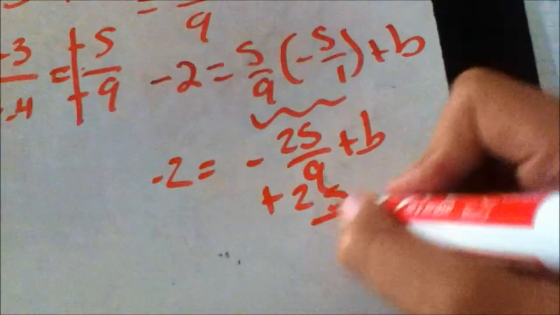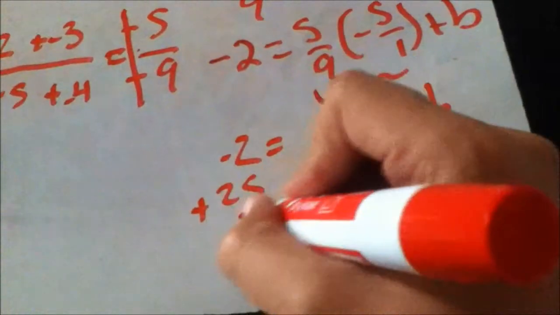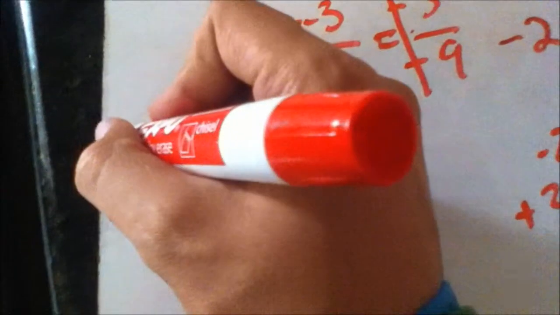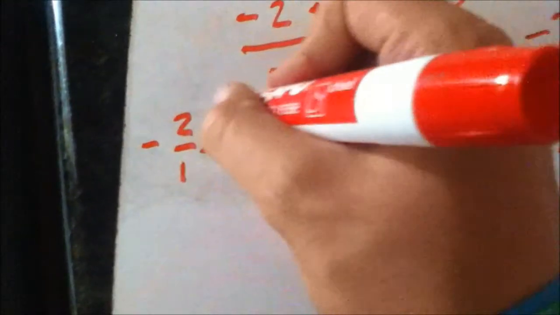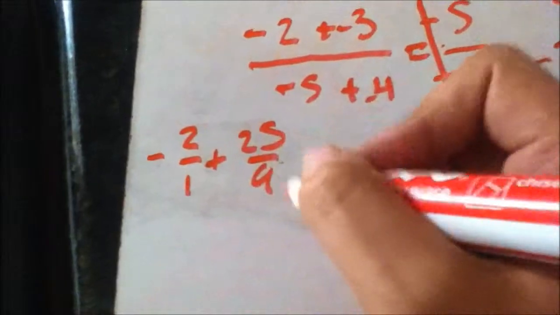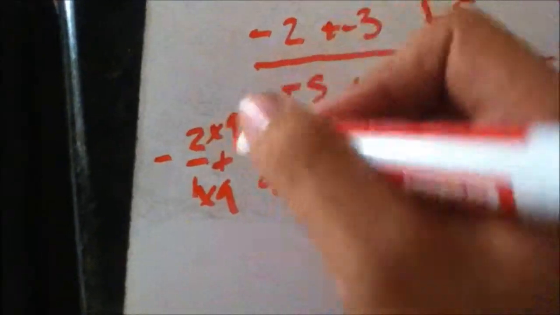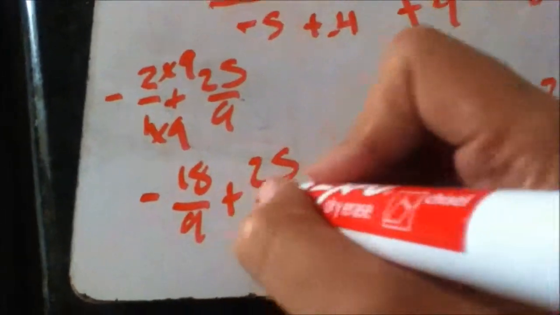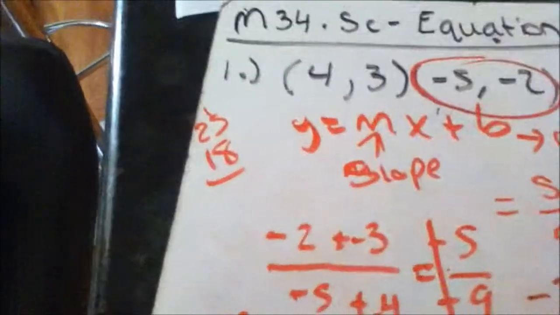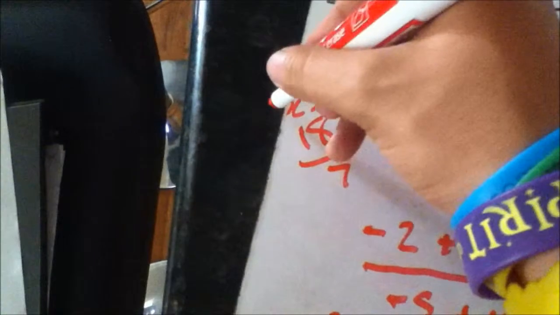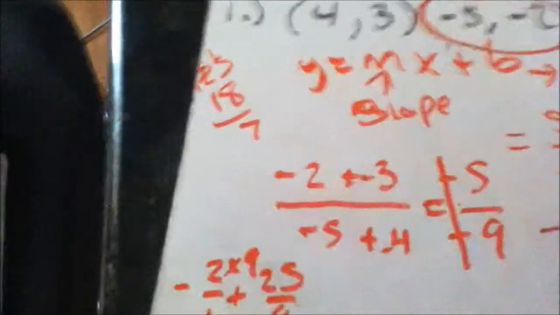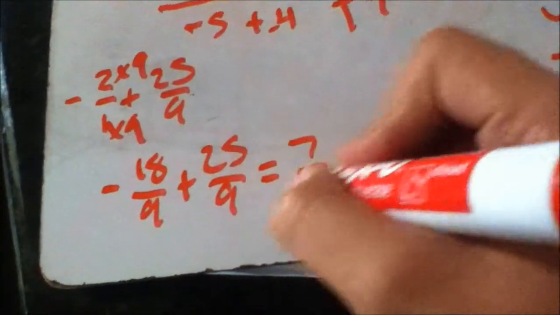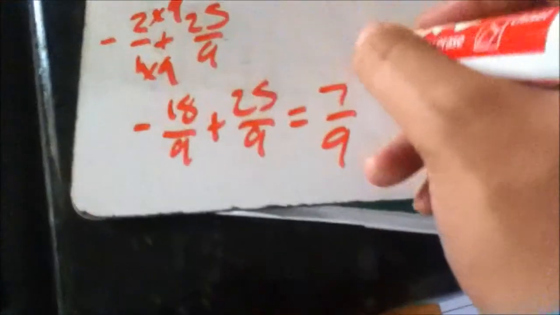When I add these on both sides, I need to do the math. 25 over 9. 1 goes into 9, 9 times. Multiply that on both sides. I'm going to get negative 18 over 9 plus 25 over 9. I have no calculator, so 14, 13, 12, 11, 10, 9, 8, 7. Common denominators, always remember that. This is our b.